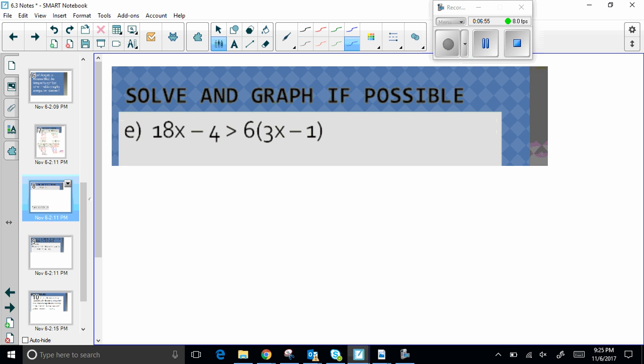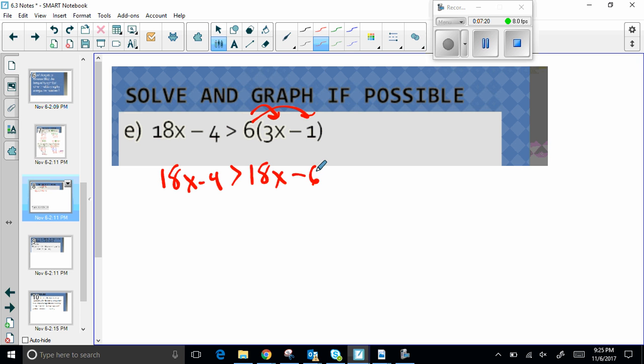Next one. We want to solve and graph this one as well, if it's possible. So here we go. I'm going to try and get the variables by themselves. Let's see. Let's distribute here. I'm going to get 18x minus 6. And then over here, I've got 18x minus 4. 18x minus 4 is greater than 18x minus 6.